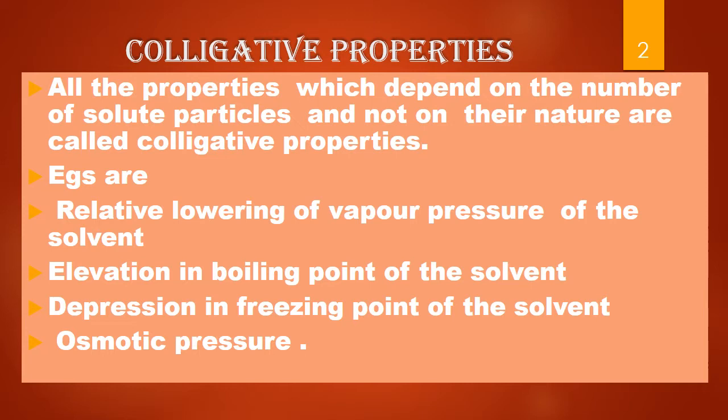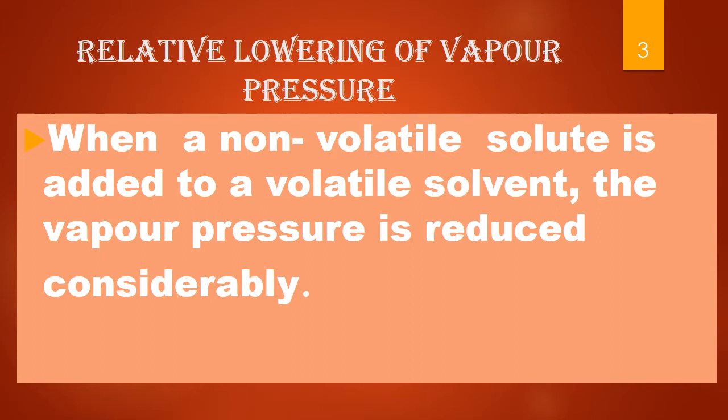For example, what all changes happen when salt is dissolved in water? You find that there is a relative lowering of vapor pressure of the solvent, which will result in elevation in boiling point, depression in freezing point, and osmotic pressure. We'll see it one by one. What is meant by relative lowering of vapor pressure? I told you, whenever we are dissolving salt in water, the change happening here is the vapor pressure is decreasing.